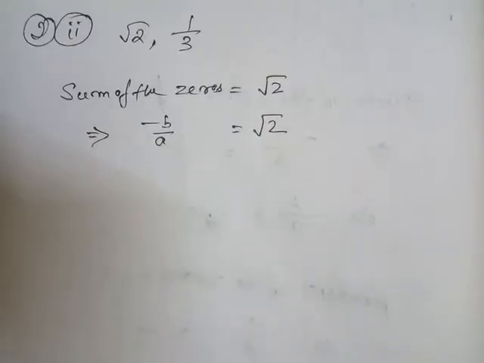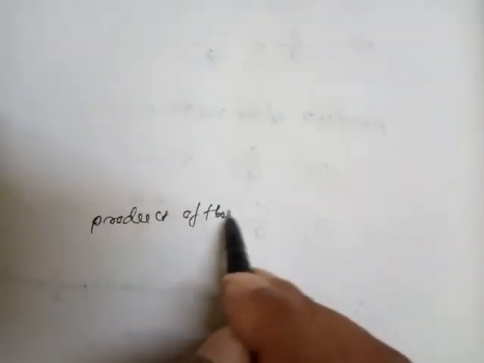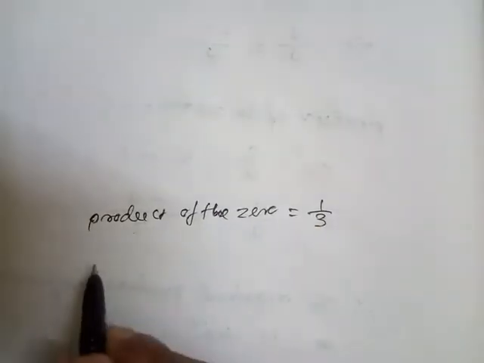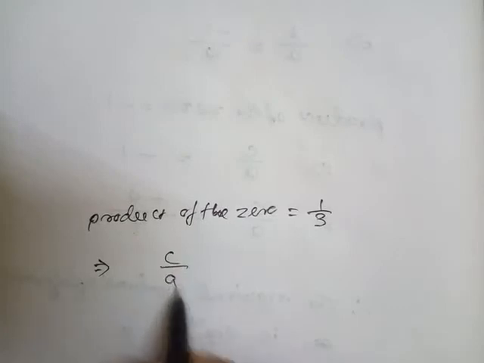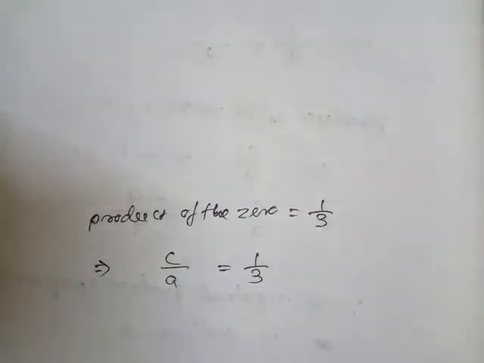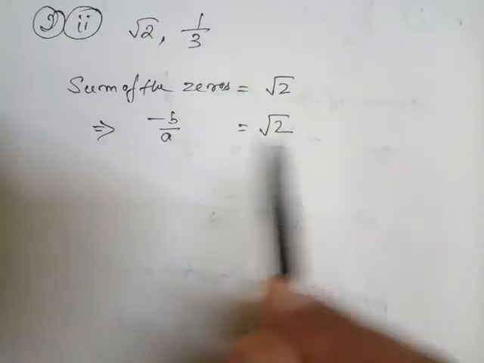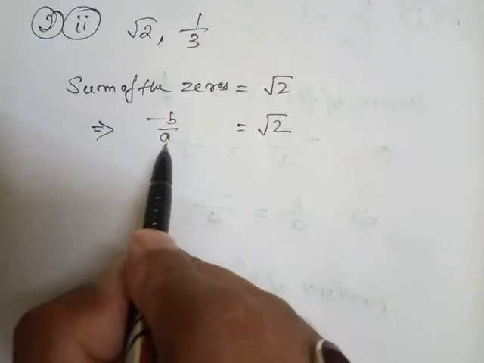Look here now, product of the zeros I'm writing here, product of the zeros equals 1 by 3, and here it is c by a equal to 1 by 3. Now look here students, the value of c is 1 and the value of a is 3, so sum of the zeros, minus b by a, equals root 2.